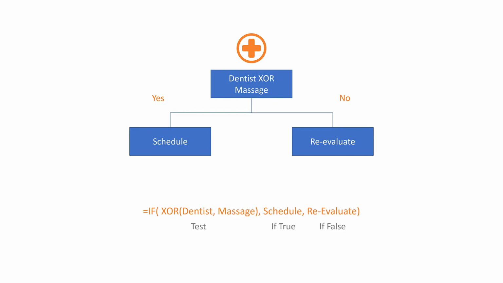Inside an if statement, your test is exclusive OR dentist or massage, not both. If that's true, then you'll schedule with either the dentist or the massage therapist. But if it's false, if neither of them are available, or if you have one offering to do both, your dentist offering to give you a massage or your massage therapist offering to check your teeth, you're going to reevaluate.